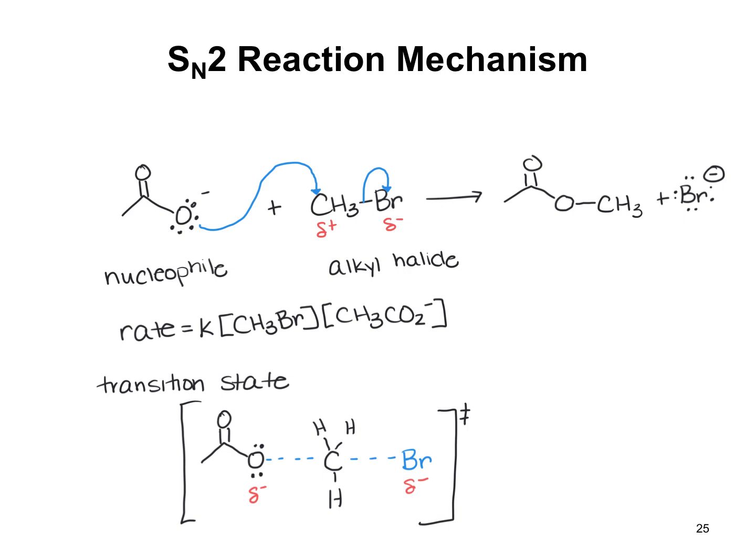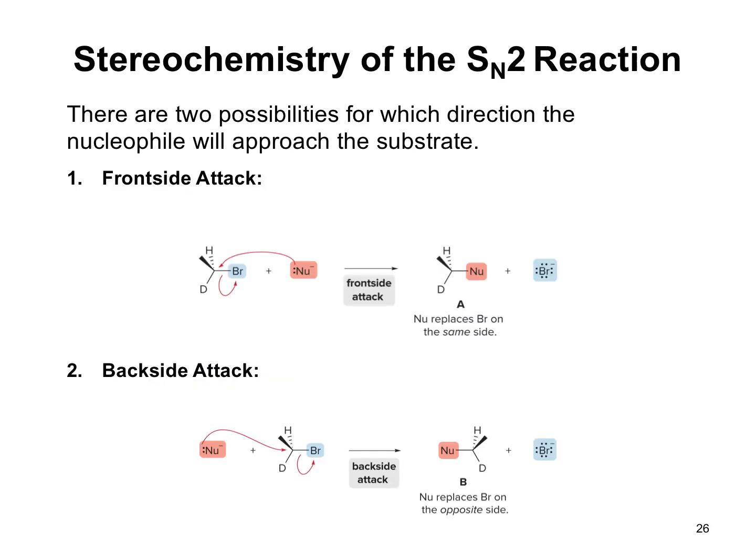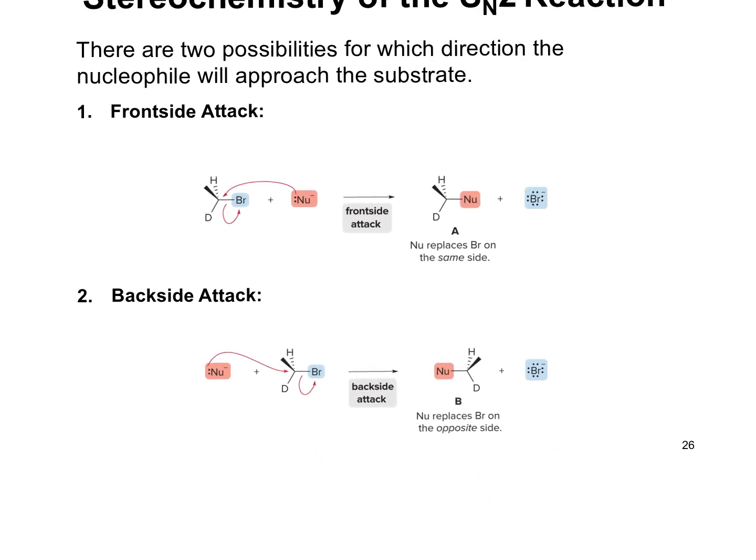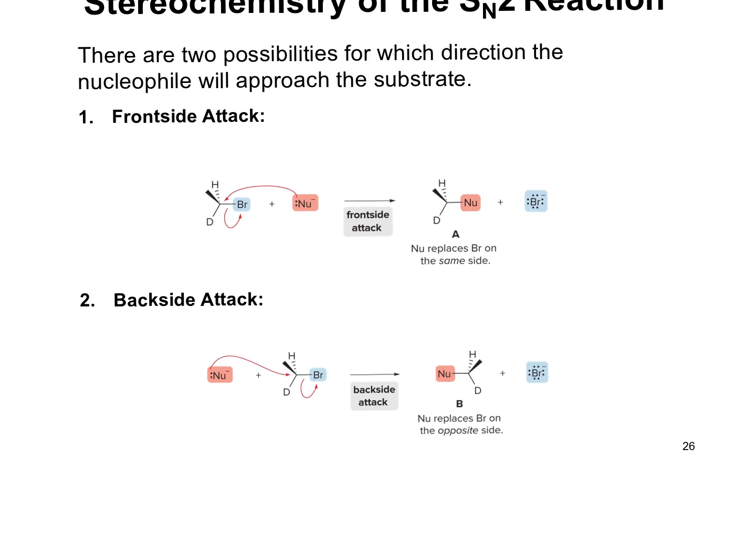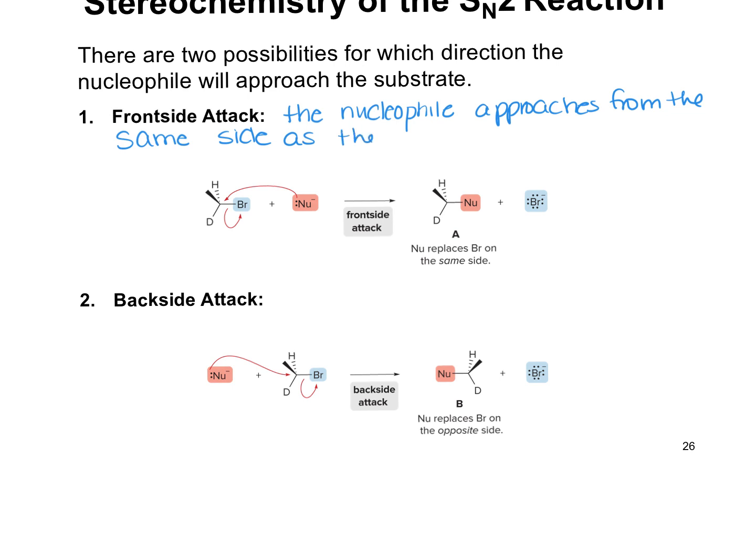Now, let's talk about stereochemistry, which can also give us information about the mechanism. So, when we talk about stereochemistry, there are 2 possible directions where the nucleophile can approach the substrate. The first is called a front side attack, and this is just when the nucleophile approaches from the same side as the leaving group.